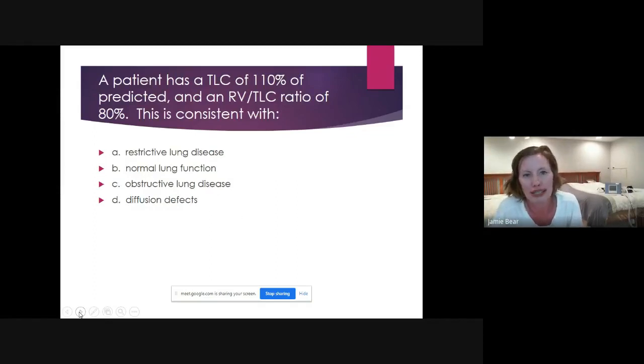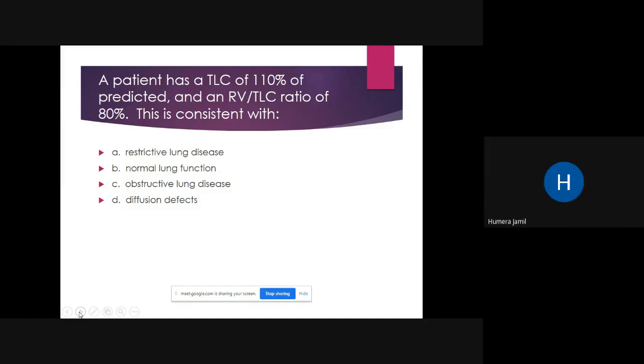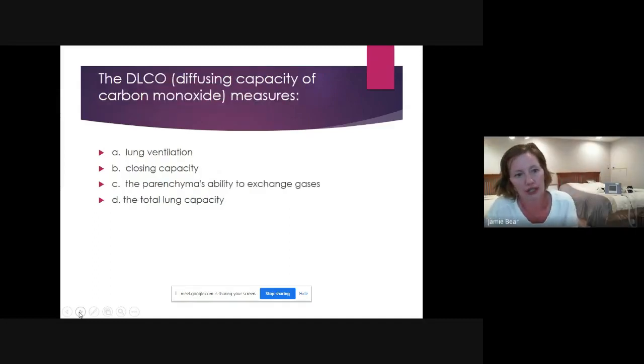A patient has a TLC, total lung capacity, of 110% of predicted. Okay, right there, you should already say, oh, I've got big lungs, right? An RV over TLC ratio of 80%. Holy cow, that's terrible. Because what should be the RV over TLC ratio? Only about 25%, right? So what is this consistent with? Obstructive lung disease. Good, obstructive lung disease, good.